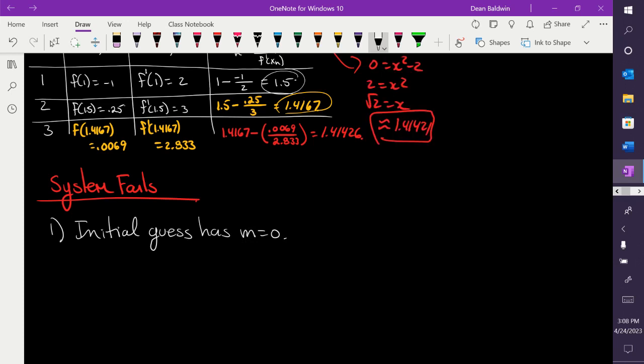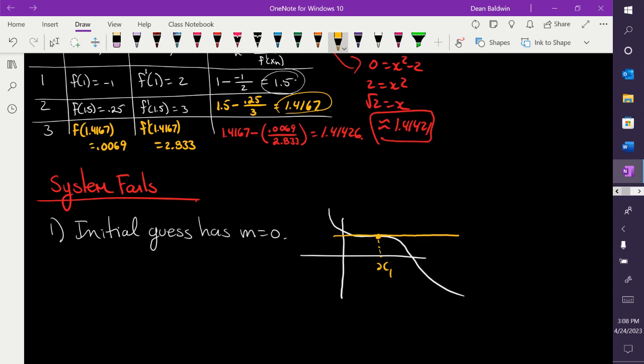So if your initial guess has a slope of 0, it means you have something like this. It's easy to look at it visually. If this is my initial guess, x1, and you try to do the tangent line, well, with the slope of 0, is it ever going to hit the x-axis? No. So if your initial slope is 0 at your initial guess, you have to pick another point.